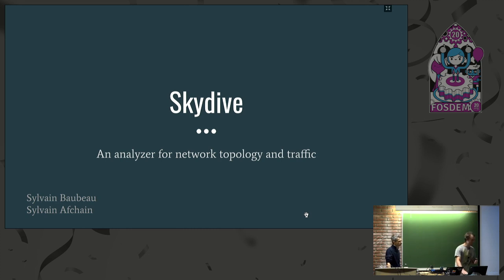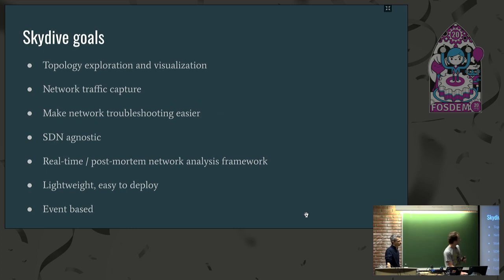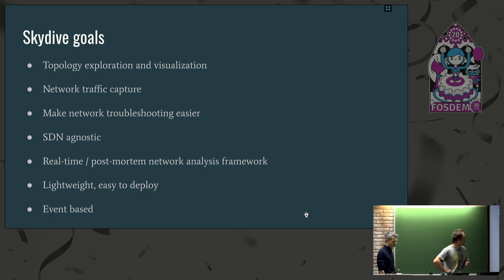So we had a need. The first need we had was to be able to see what the SDN was doing, in terms of topology exploration, and just to be able to visualize what it was doing. One of the primary use cases was to be able to troubleshoot it, even on production machines.